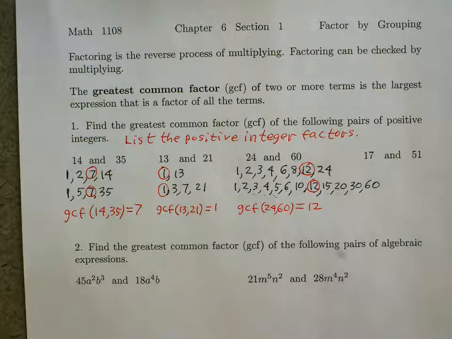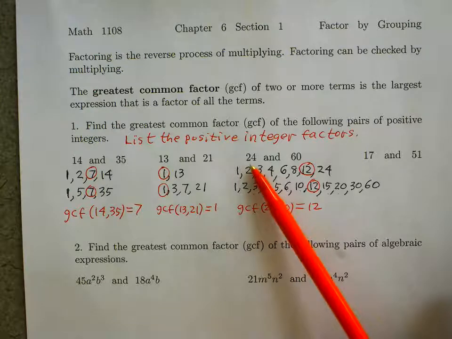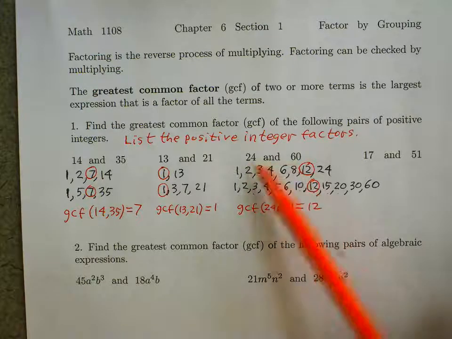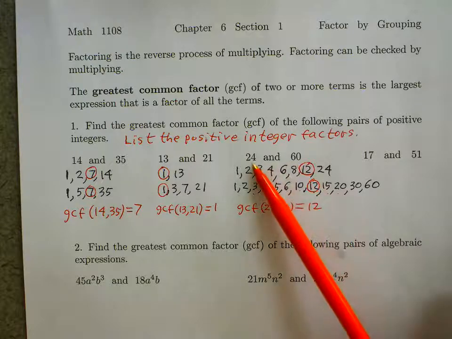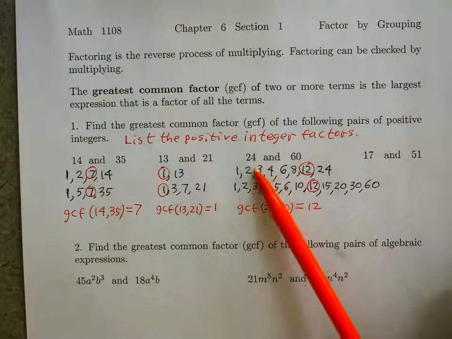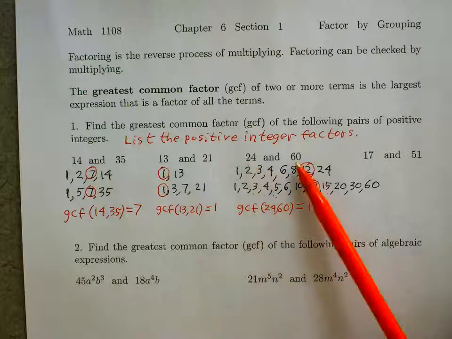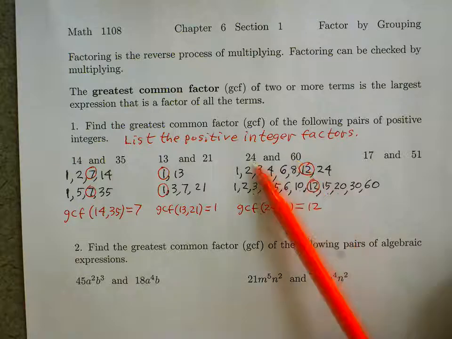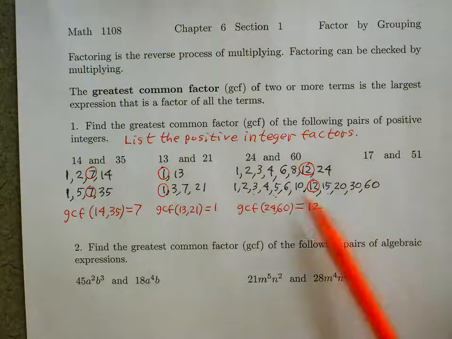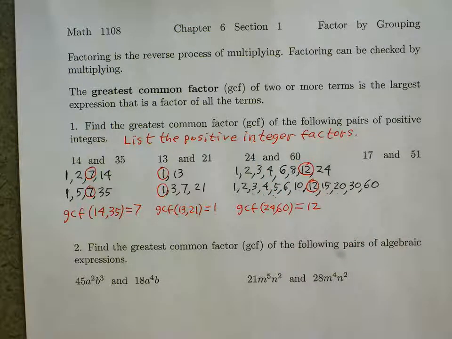So if you're pretty good at arithmetic, you'll learn how to identify the greatest common factor almost immediately, because you'll know when you compare 24 and 60, 12 is a factor of 24 and 12 is a factor of 60, and it turns out to be the greatest common factor.